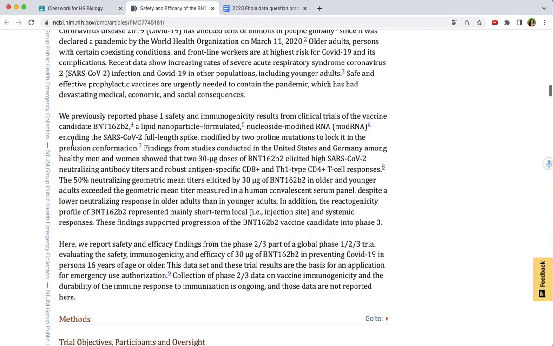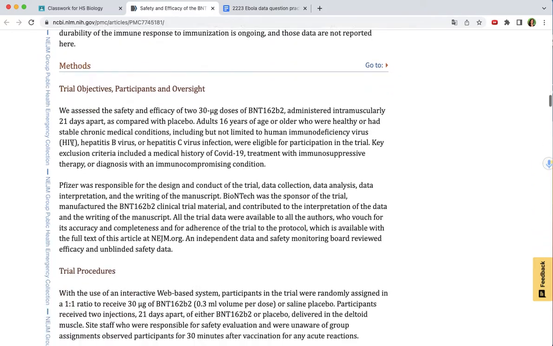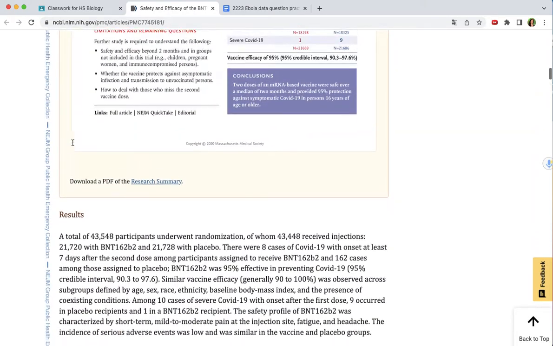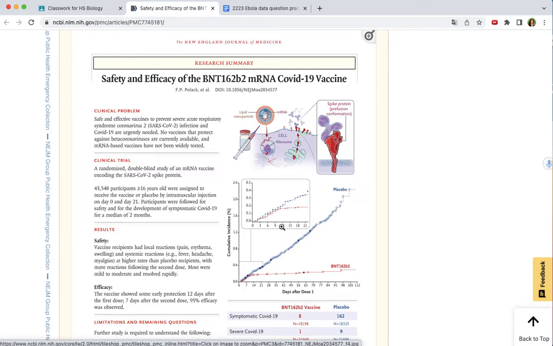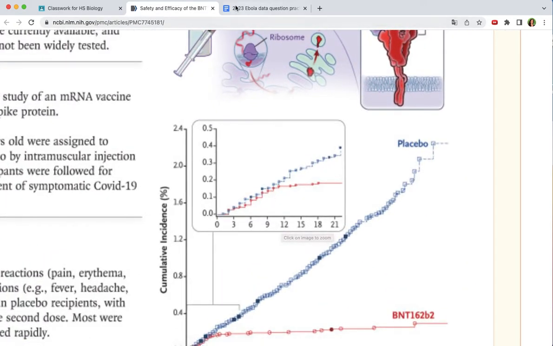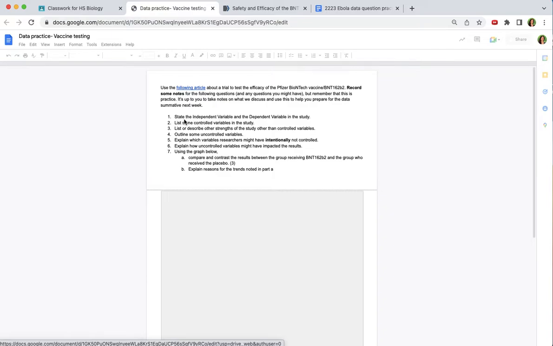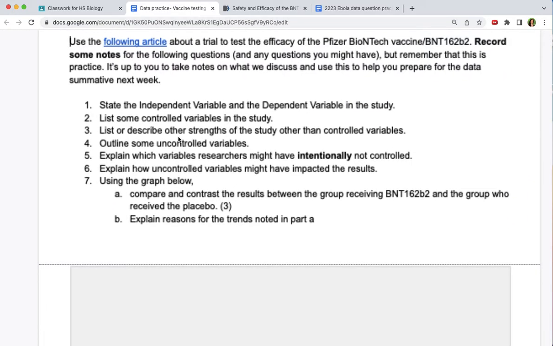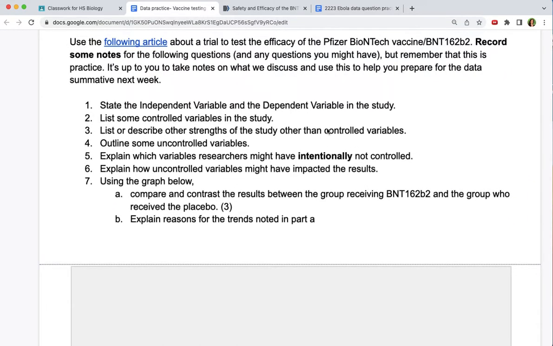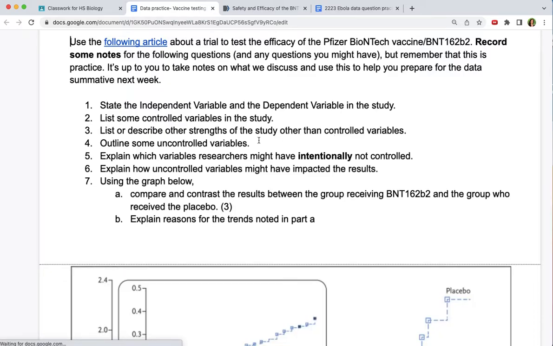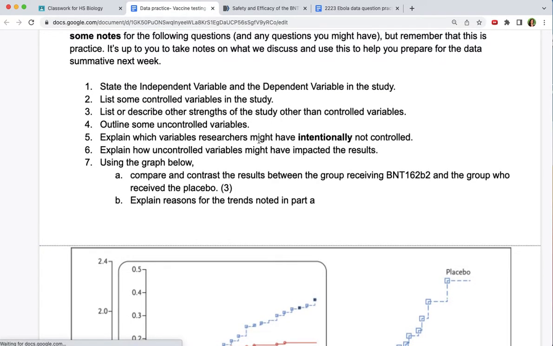Again, it's not super long, it's not super complicated. Mostly you can read through a little bit about this, but mostly you're going to be looking at this one graph, which I've also included in your copy of these questions. It doesn't have to be a full written answer. Some of these are just stating what the variables are and listing some controlled variables. When you evaluate a study, the strengths are often controlled variables, but was there anything else that they did that would be considered a strength? Mostly you're just getting an idea of what they do here.